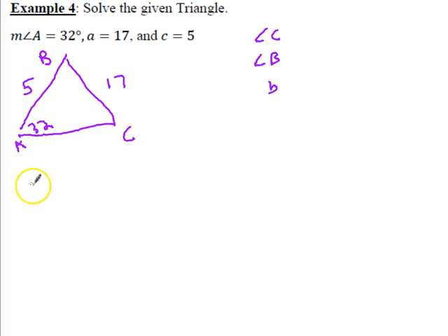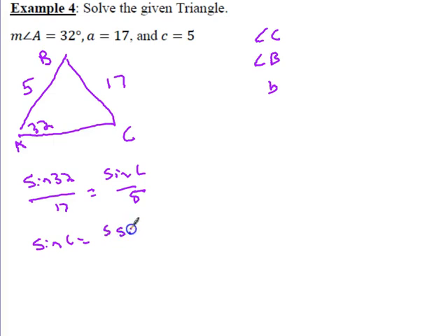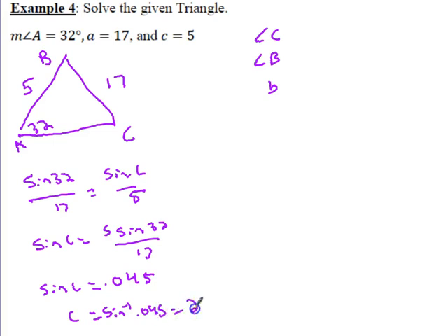So to find angle C, we're going to do sine of 32 over 17 equals sine of C over 5. We cross multiply and get that sine C equals 5 sine 32 over 17. So the sine of C will equal 0.045. And then we take the inverse of both sides. So sine inverse of 0.045, and when we do that, we get 2.62. So angle C ends up being 2.62 degrees.